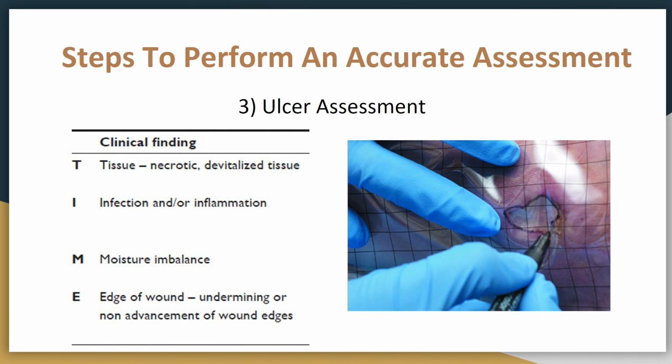Step 3 to an accurate assessment is that if an ulcer site is present, to assess it utilizing a TIME acronym to assist in determining if an infection is present. Infection and inflammation are a part of the TIME acronym, with signs and symptoms of this to be discussed in later slides. The ulcer presentation should be documented, and the ulcer should also be measured to assist in monitoring progress.